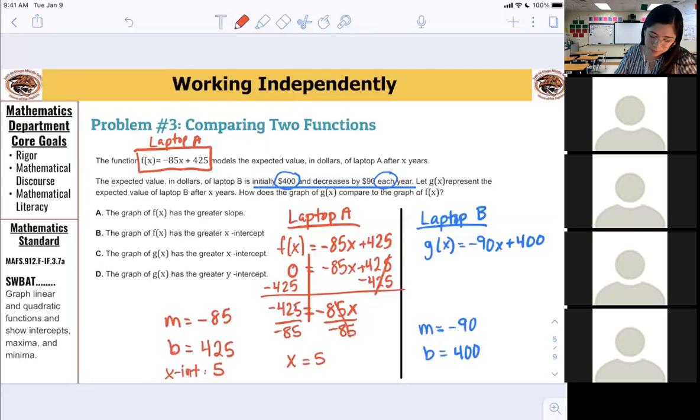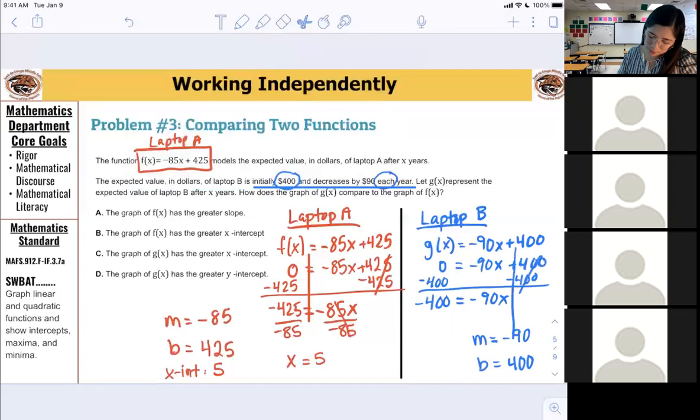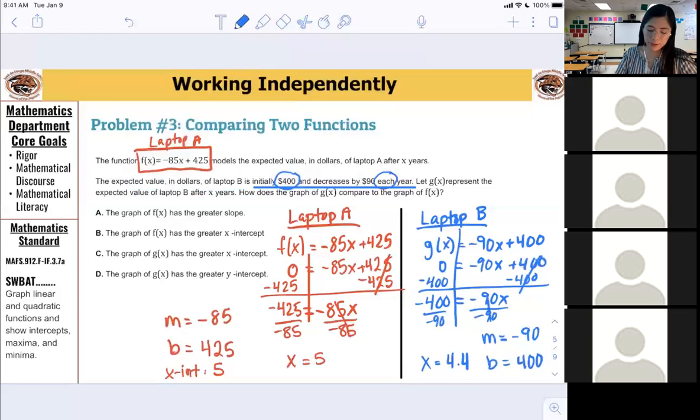Now I do the same thing for laptop B. Set it equal to 0. Okay, now I can solve. I'm going to subtract 400 from both sides. Negative 400 equals negative 90x. I'll move this over. Oops. Okay, I'm going to divide both sides by negative 90, and try it out. What do you get? Negative 400 divided by negative 90 is 4.4, good. Awesome. Now we have everything we need.